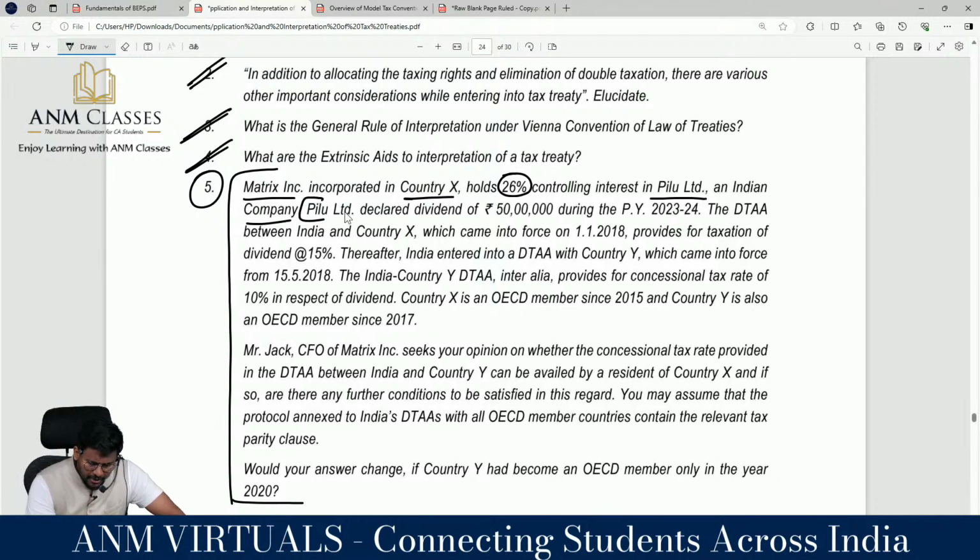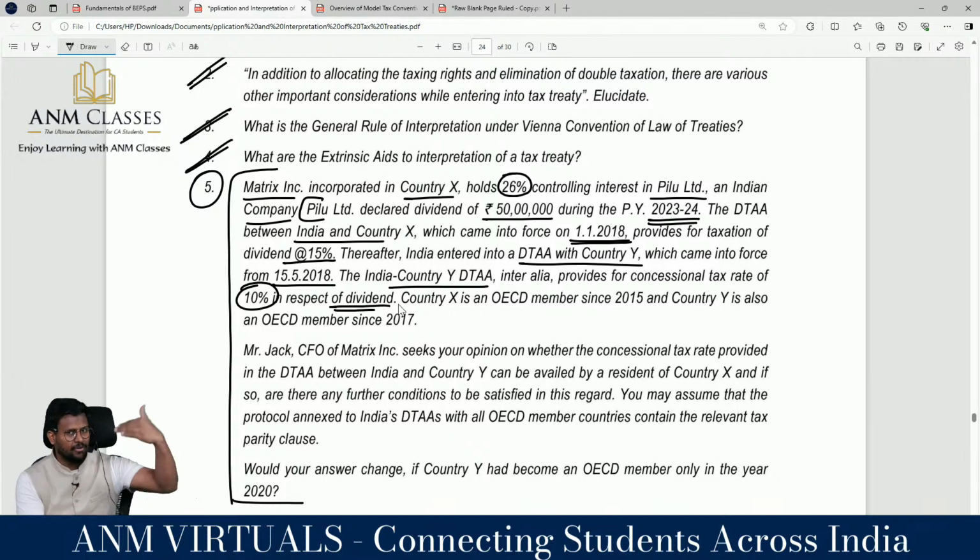26%. Pilu Limited declared dividend of 50 lakh during the previous year 23-24. The DTA between India and country X, which come into force on, you have to underline that date, 1/1/2018, provide for taxation of dividend at எத்தனை percent? அப்போ ஆல்ரெடி இந்தியாவுக்கும் country Xக்கும் DTA இருக்கு. அதில் dividend எத்தனை percent சொல்லியிருக்காங்க? Thereafter, India entered into DTA with country Y, which came into force from 15/5/2018. Is it a subsequent? Yes, sir. India and country Y DTA inter alia provide for concessional tax rate of எத்தனை percent? In respect of dividend. So there is a benefit.